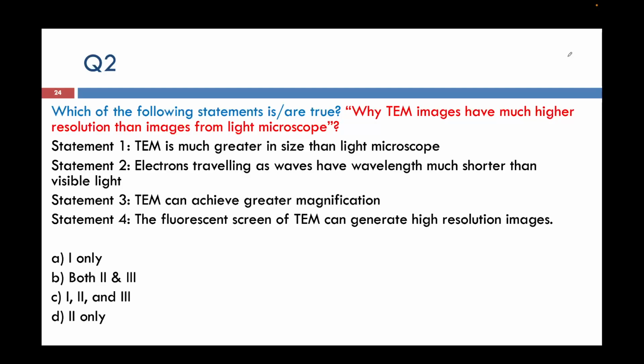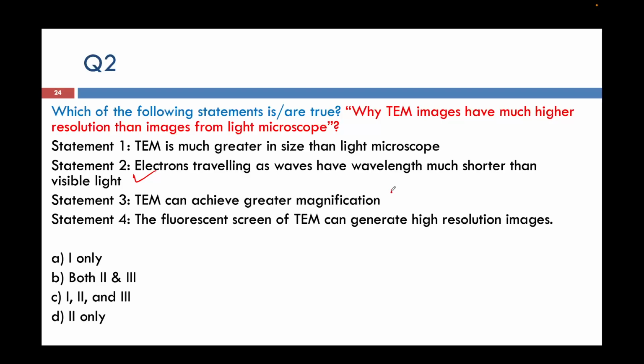Statement 1 is TEM is much greater in size than a light microscope. No, this is not the case, because TEMs may indeed be larger in physical size due to the complex systems associated with them to manipulate the electron beam, but that is not the reason. For getting high resolution, electrons traveling as waves have wavelength much shorter than light. Yes, this is the correct statement. TEM can achieve greater magnification.